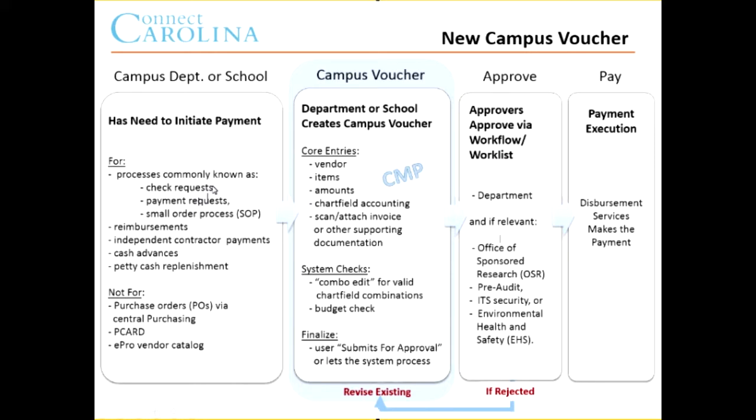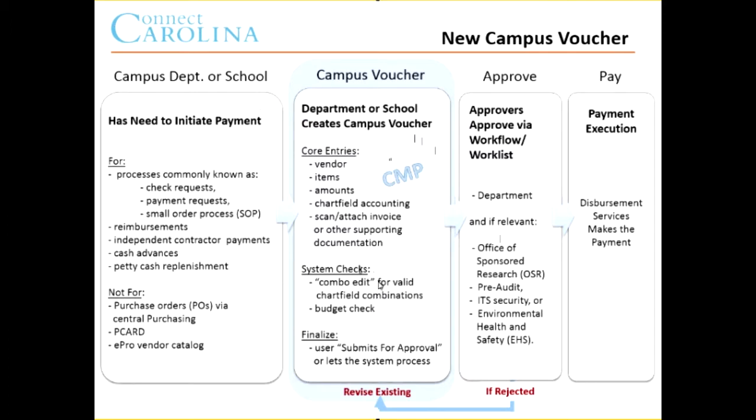Essentially, we have the same requirements in terms of why a new campus voucher would be used. You use it for reimbursements, independent contractors, cash advances, and petty cash replenishment. Within that campus voucher transaction, we have similar functions that we did before. It's basically entering the key information needed in order to get somebody or some company paid. You have all your vendor information like before. And in place we have checks: the combo edit for valid chartfield combinations and a budget check.